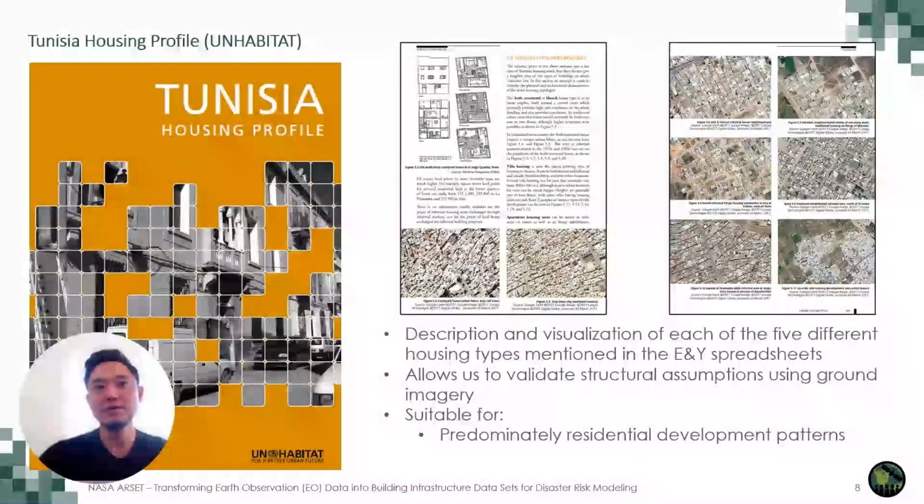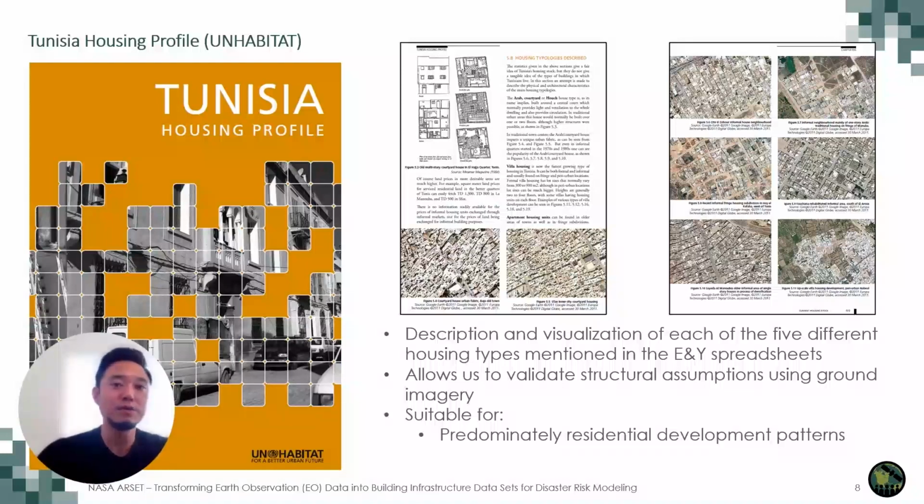So the World Bank and Ernst & Young census data gave us 5 different housing types that are found within each governorate. The problem is we didn't know where they were, what they looked like, what kind of structure type it was. Thankfully, we found this Tunisia housing profile from the UN Habitat. And in it, they go through each of the 5 different types, and they even have a satellite photo of what these typical types look like.